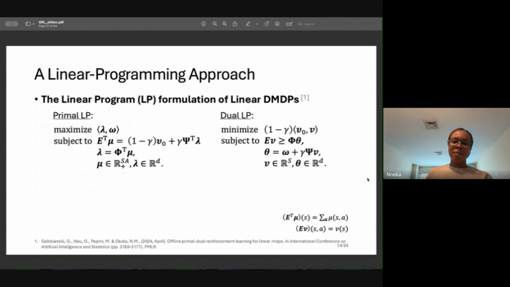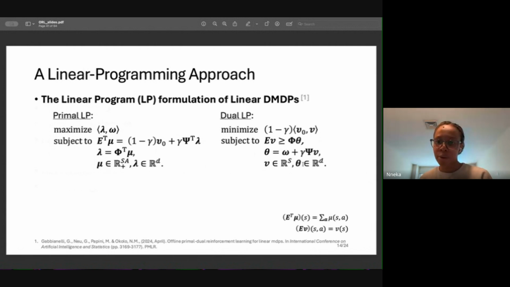So now we'll be focusing on the linear programming formulation for linear discounted MDPs, which was first formulated in the paper of Gabbianelli et al. And here we are presented with two LPs where the primal decision variables are mu and lambda, while the dual decision variables are v and theta.